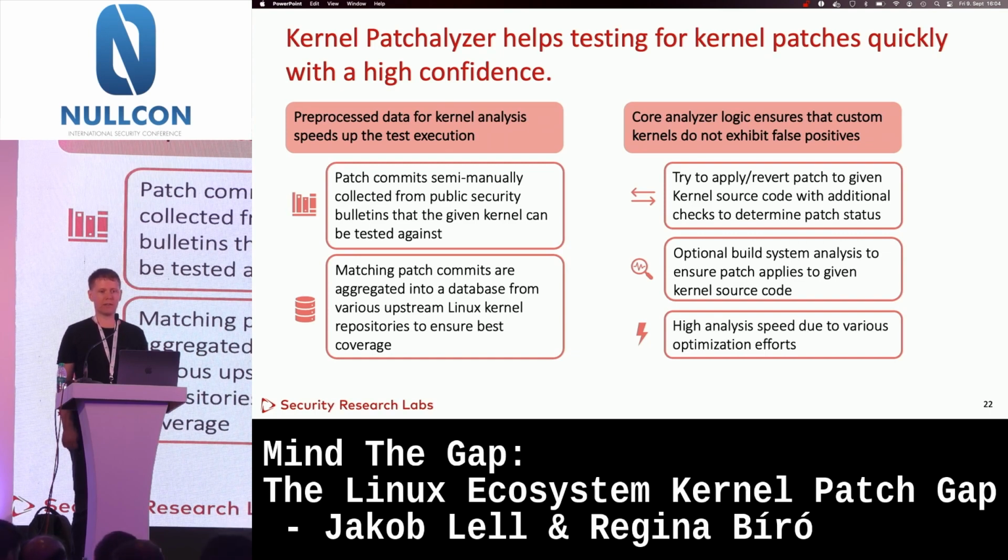Additionally, we have an optional step to instrument the build system so that we find out which parts of the kernel, which files in the kernel source code tree, are actually compiled for a given device and a given kernel configuration. This allows us to ignore patches which are just not relevant to the device because the patched files are not compiled into the kernel.